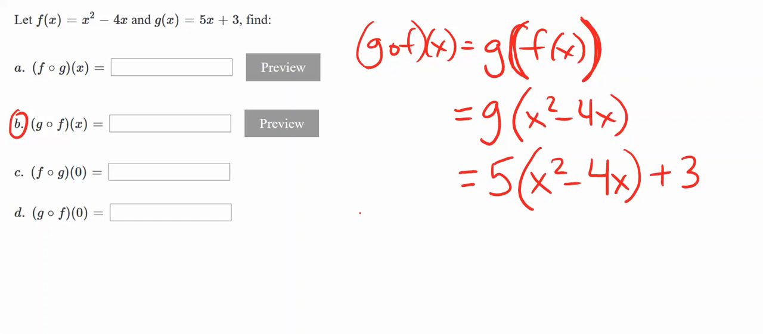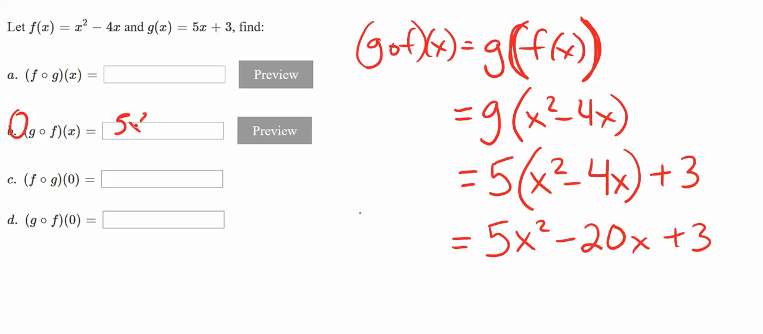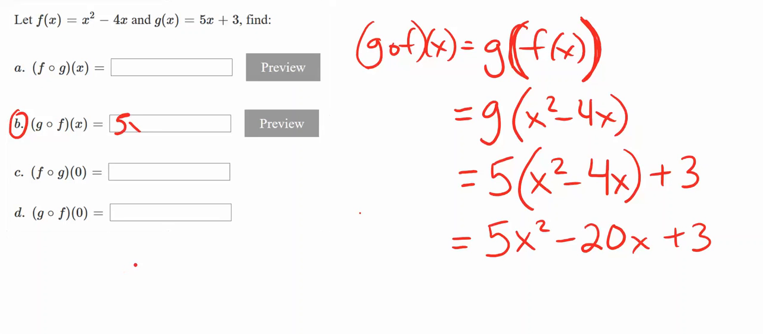This one's a lot easier than doing that first one. You just distribute the 5. So 5x squared minus 20x plus 3, and we're good to go. That is the function itself. That's all we need to do there. So 5 is way easier here. All right, I think I moved my little, yeah, I did. Okay, I move it back.